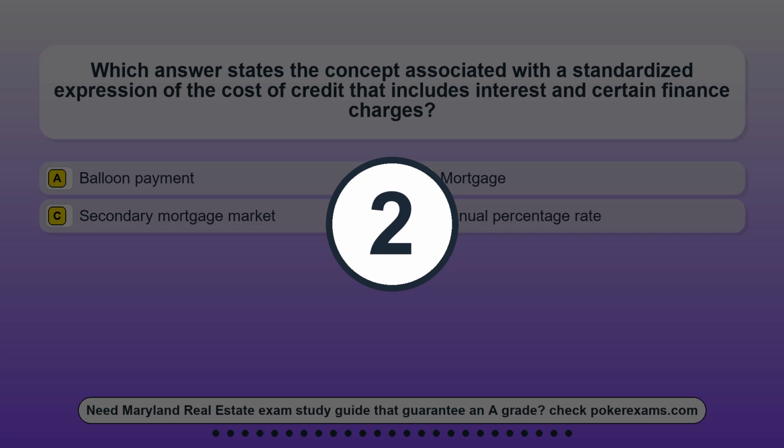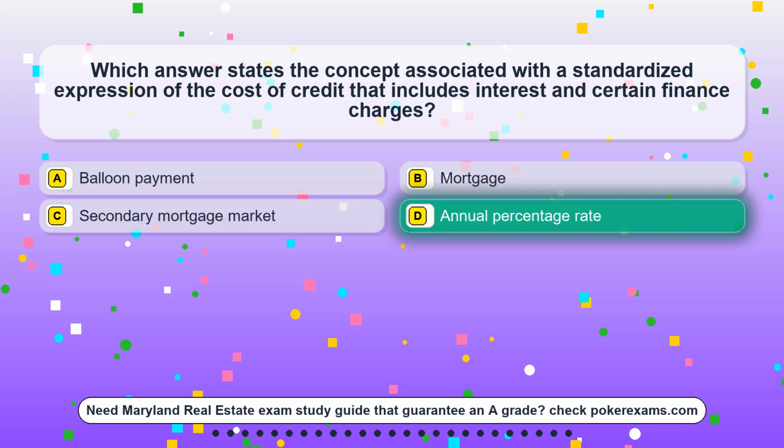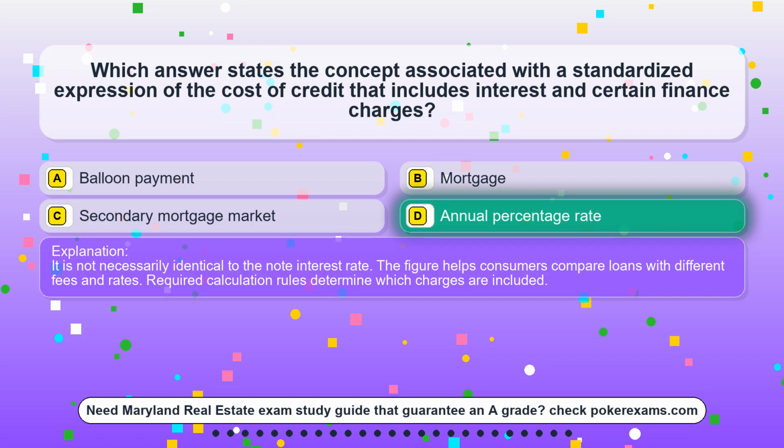The correct answer is option D, annual percentage rate. It is not necessarily identical to the note interest rate. The figure helps consumers compare loans with different fees and rates. Required calculation rules determine which charges are included.